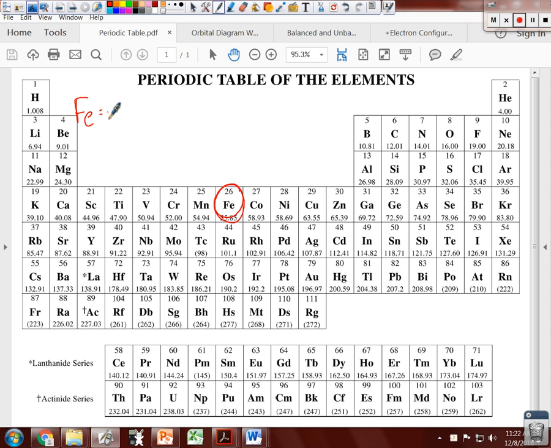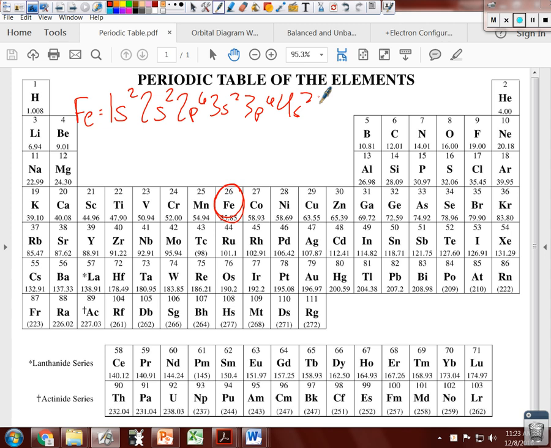So again, no matter where we start, where do we always begin? Okay, 1s2. After that, 2s2. And again, you'll get to the point where you can say it just as fast as me, and you can go all the way through this entire thing. So 2p6, 3s2, 3p6, 4s2, and I'm going to stop there. Because that's as far as I can get.